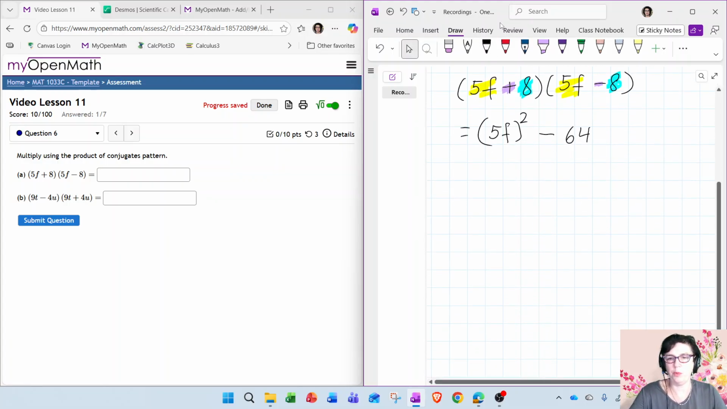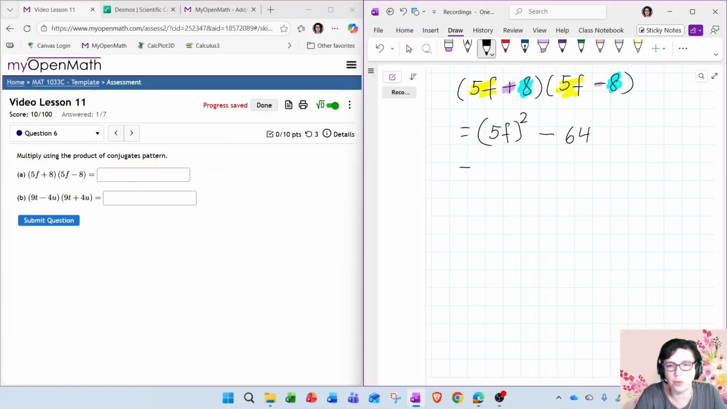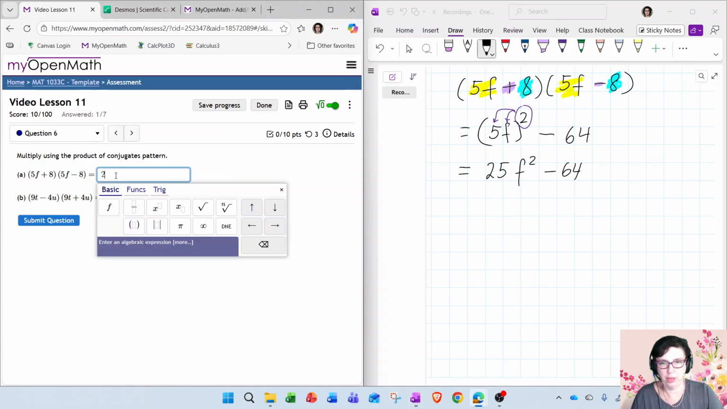Now, a very common mistake over here is to think that 5f squared is just 5f squared. In other words, they're only squaring f, but not squaring 5. That is incorrect. You need to distribute the square to both terms here. The 5 is going to be squared, which will give you 25, because it's 5f multiplied by 5f. 5 times 5 is 25. And then we get f squared minus 64. Okay, let's put that in here.